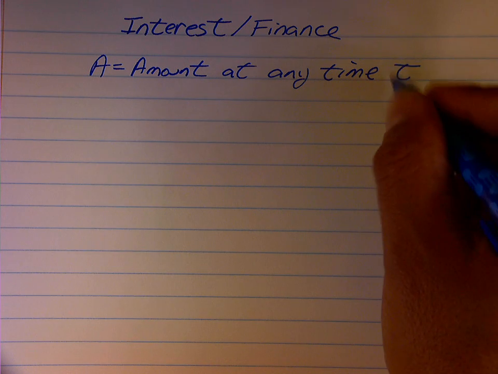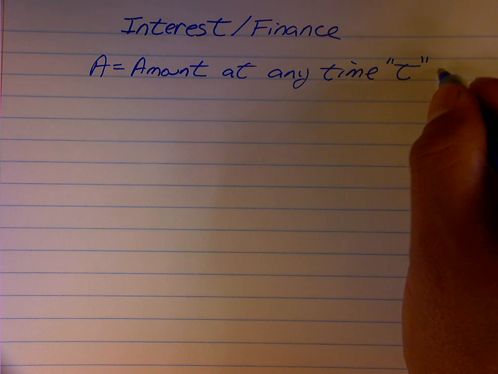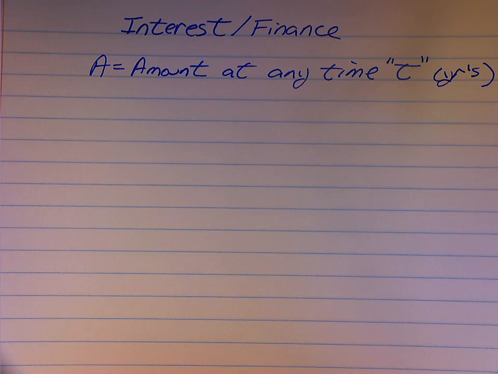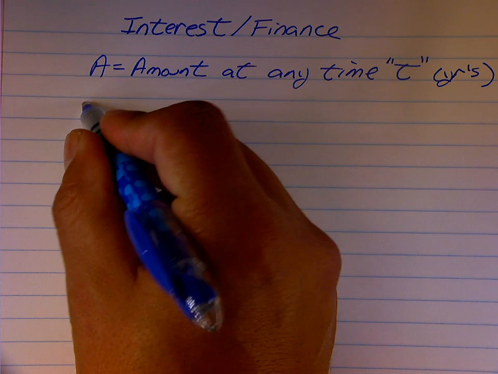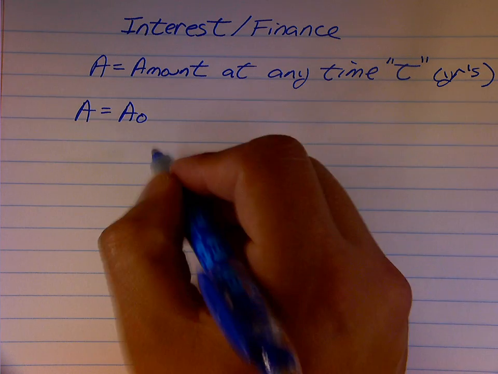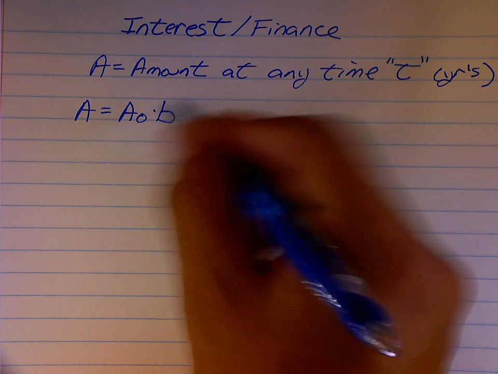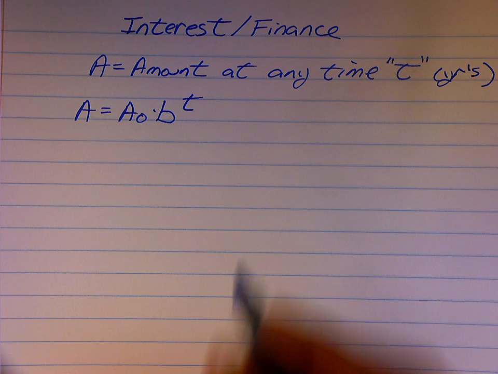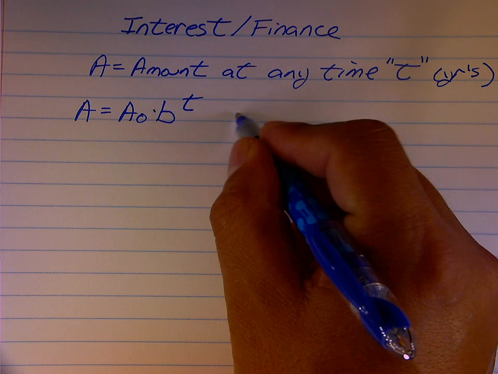T. And T is going to be in years. So my base formula is going to look like this, where A naught is our initial amount, b is our factor, and t is our time. We use this formula when we have what's called an annual interest rate, or sometimes referred to as compounded yearly.